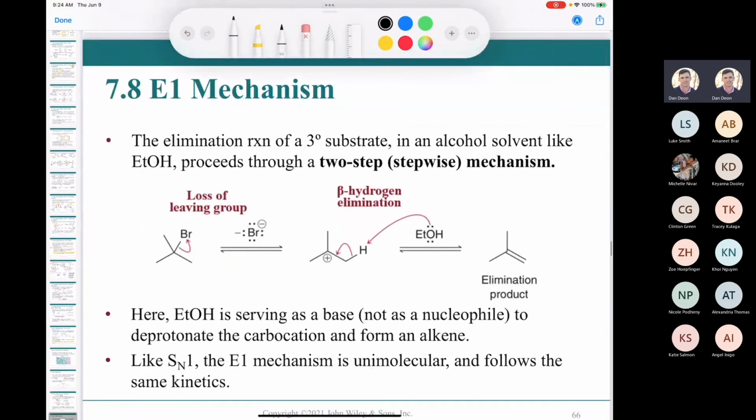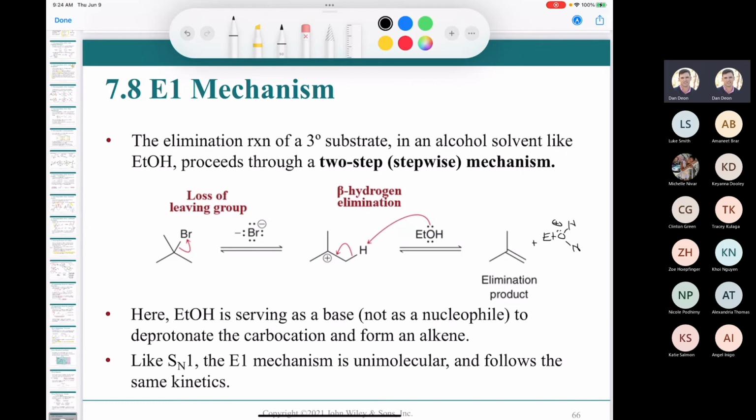If you're wondering, where the heck did this elimination product come from? Same thing. The rate determining step is that loss of leaving group to form the carbocation. And then we can just abstract a beta proton with our solvent to end up forming the elimination product. And of course, you would also form a molecule of the protonated form of ethanol like that. Anyhow, so the ethanol is serving as a base instead of a nucleophile.